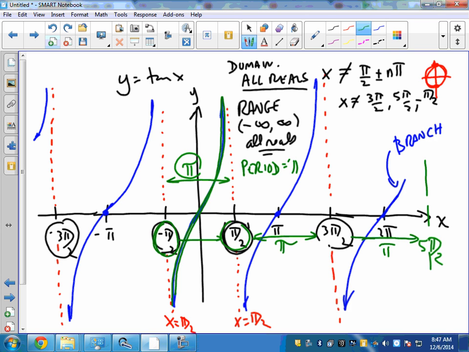We don't talk about the amplitude of the tangent, but you should certainly know the domain, the range, and the period. Those are the three things that you should know about the tangent function.